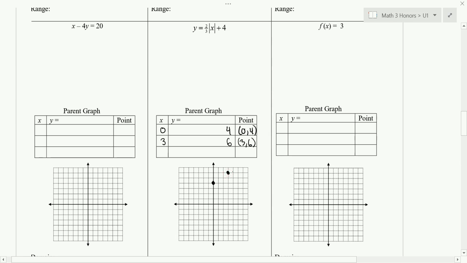And I'm kind of lazy, so go to the same point on the other side of it, being negative. That's not lazy, that's smart. And write that point down. So that's negative 3, 6.